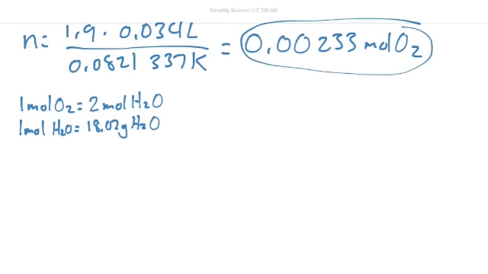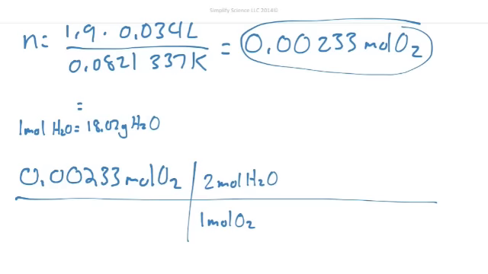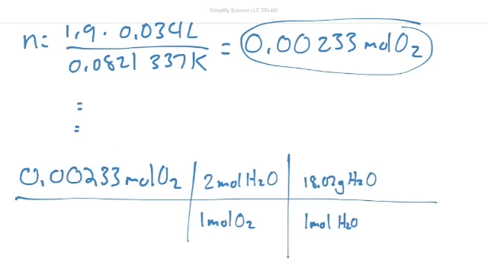Let's start with our moles that we have of O2. So 0.00233 moles of O2. Set it up. We have moles of O2, so on the bottom we put moles of O2. Put the other half of the conversion on top, 2 moles of water. Okay, now we don't have grams of water yet, so we keep going, and we match up our units, moles of moles, and then we put the grams on top. And we go ahead and multiply the top, and it'll give us the grams of water, which is 0.084 grams of H2O.